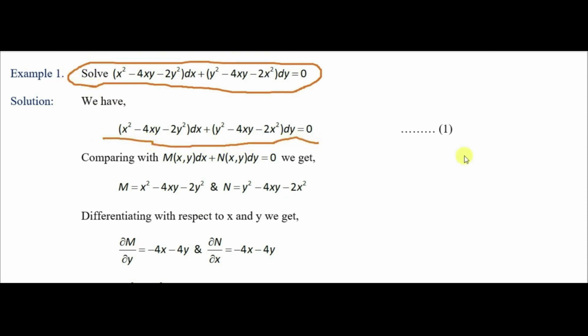So here is example number 1, we have to solve this equation. First we consider this equation. If we observe it, the power of x is 2, the power of this term is 2, the power of y is 2, again 2, 2, 2. So this is a homogeneous differential equation, and we already discussed how to solve a homogeneous differential equation. So this problem can also be solved by using the homogeneous differential equation method.